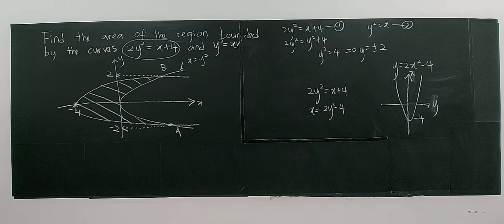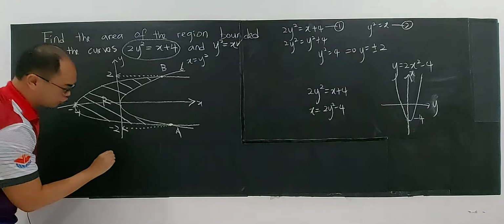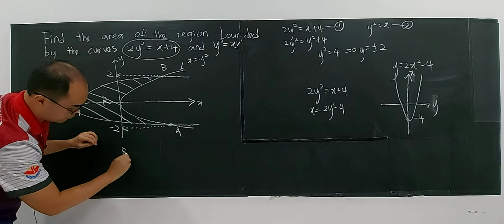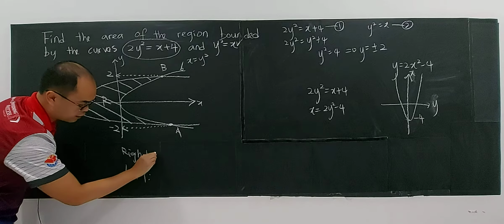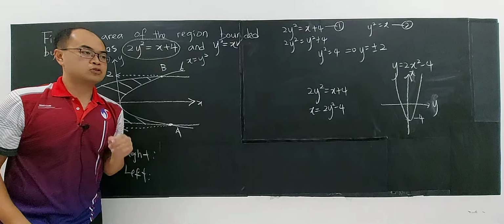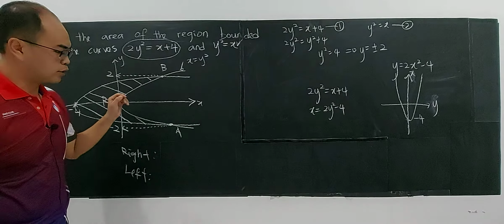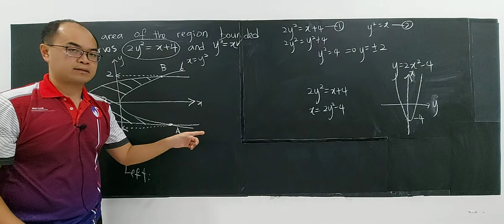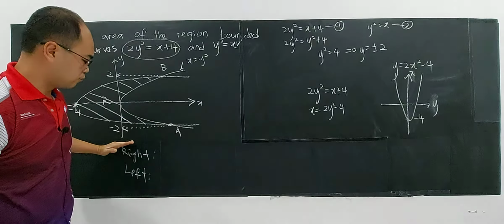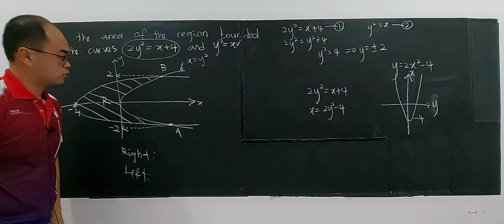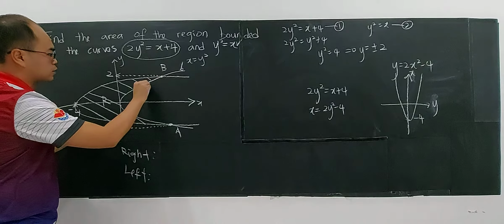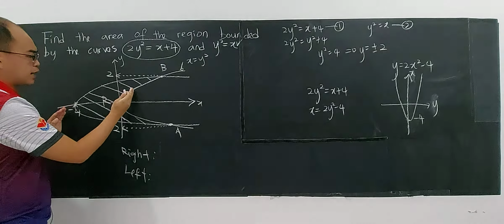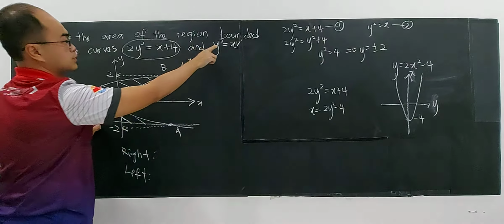Okay, now how to calculate the area of this region? The same thing, I have to know the right curve and the left curve, because now we integrate with respect to y. If you integrate with respect to x, dx, I will say top and bottom, right? Now it's right and left. So which one is the right curve? This one, right? This is on the right and this is on the left.